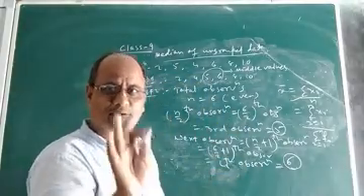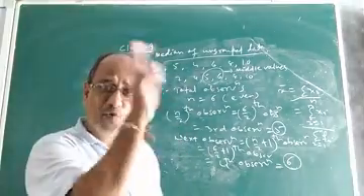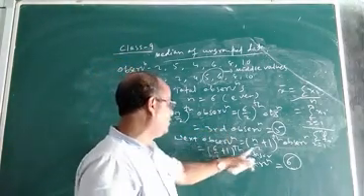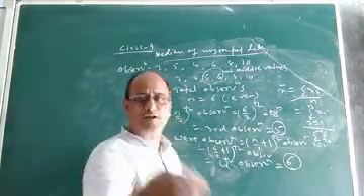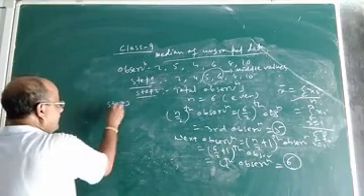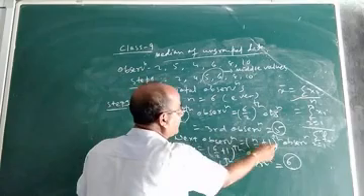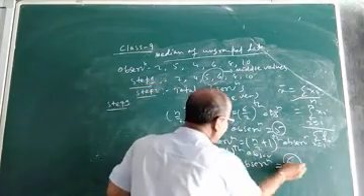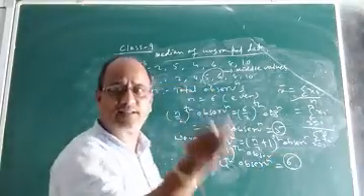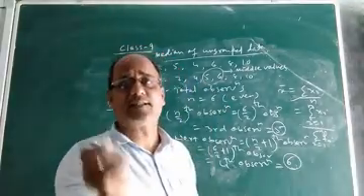When the total number of observations is even, there are two middle values. Those two middle values are the n by 2th observation and the n by 2 plus 1th observation. Now how to get the median? The next step, step 3: after finding the n by 2th observation and the n by 2 plus 1th observation, take the average or mean of the two middle values. That will be the required median.